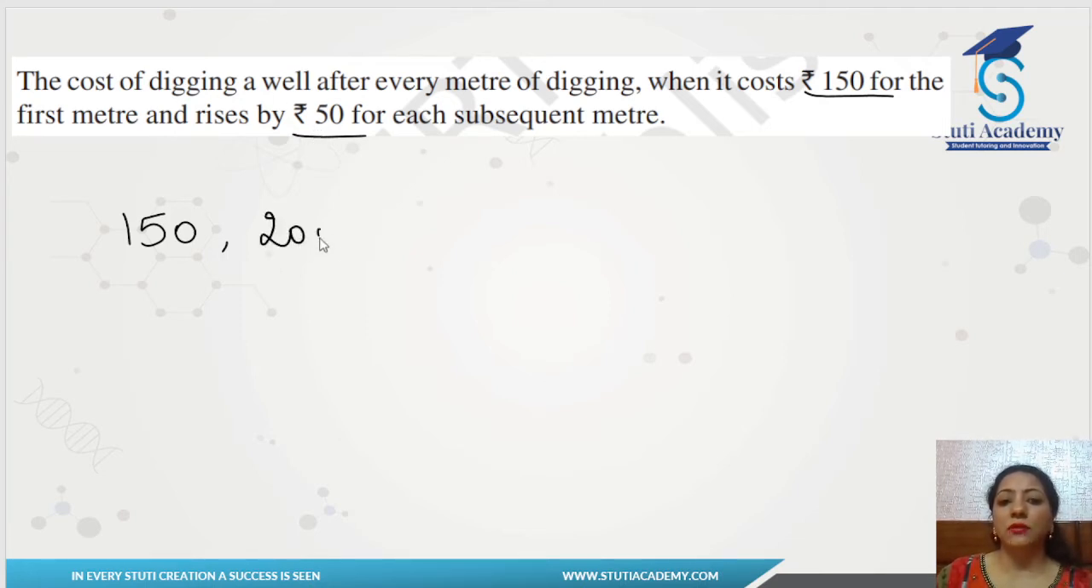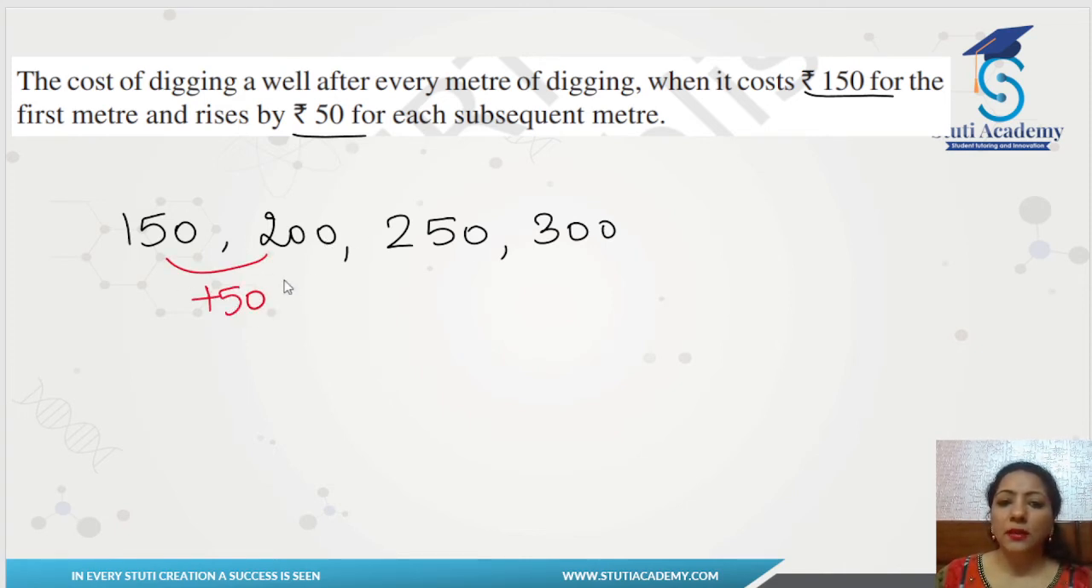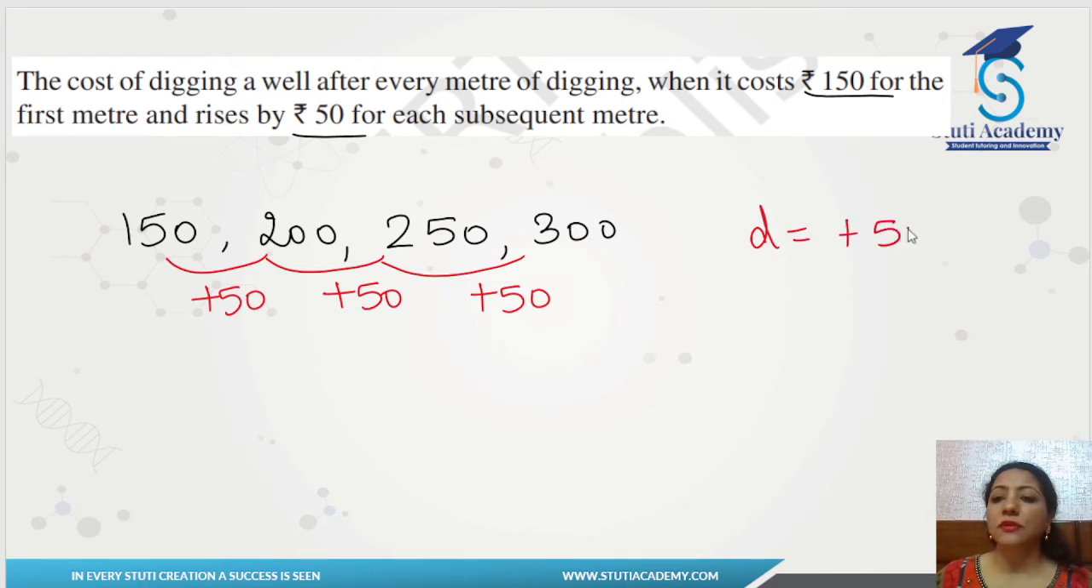So that would be how much? 200. Then 50 rupees extra for the next one, it would be 250. 50 rupees extra for the next one, 300 and so on. So here as we can see, we started from 150. Now we have 200, 250, 300. So we are adding 50 here, again 50 here, again adding 50. So we have a common difference. The common difference here is positive 50. So yes, it is an arithmetic progression.